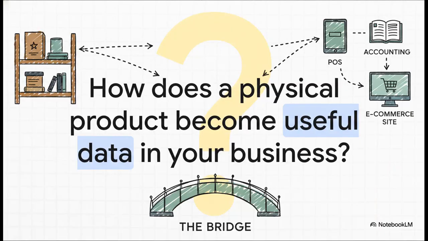So think about it for a second. You've got a can of soup, a bolt, a t-shirt, a physical thing sitting on a shelf. How in the world does your entire business system know what that thing is, how much you paid for it, and where to find it? Well, that's the magic bridge we're about to build.